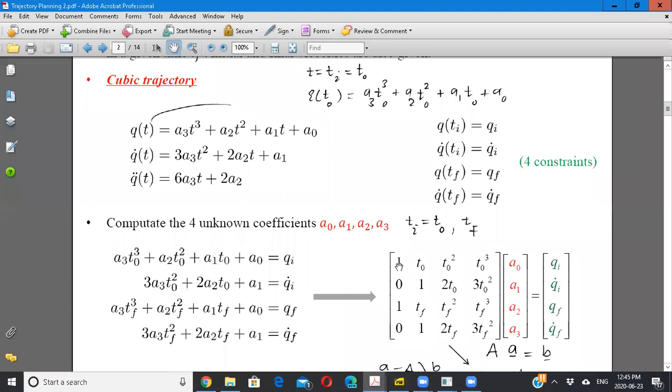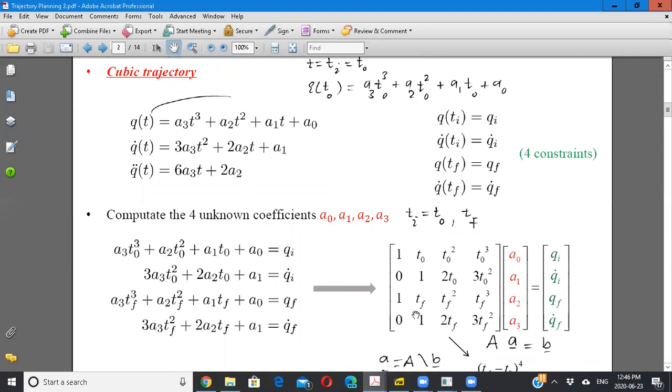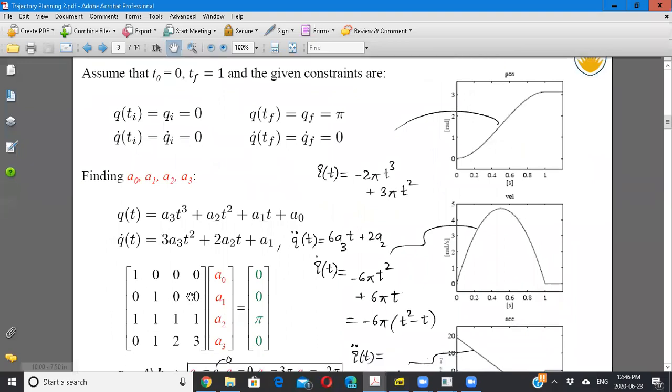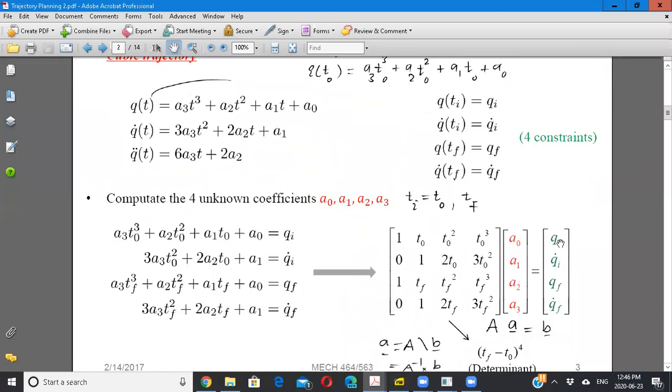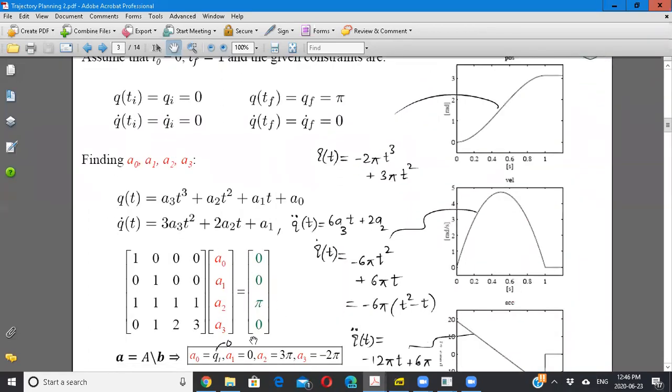So now you just pick up that. 1, T0 is 0, 0, 0, 0, 0, 1, 0, 0, 1, 1, 1, 1, 0, 1, 2, 3. So that's what you get here. The unknowns we have to find, and we have already grouped them in one vector. And the right side is: initially we were at 0 radians, 0 velocity initially. Finally, we have to reach pi radians, so this will be pi or 3.14. And final velocity will be 0. So this vector is 0.